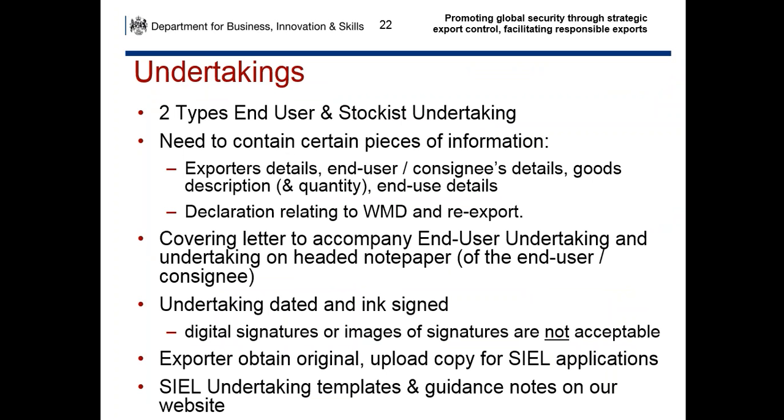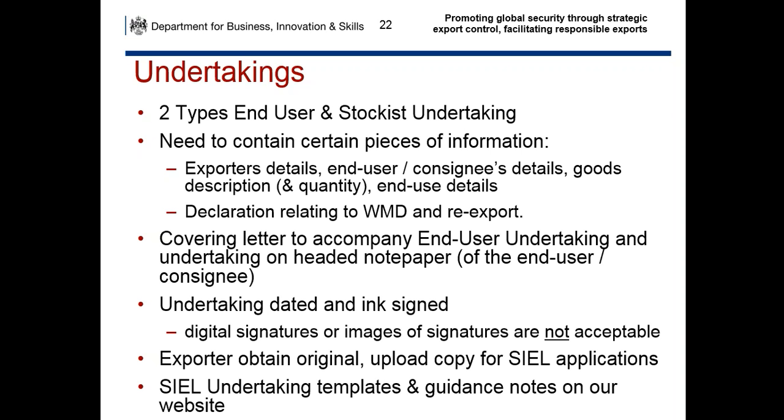Regarding the end user undertakings, there are two types that we will request with all permanent licence applications. You have an end user undertaking and a stockist undertaking. These need to be supplied on all applications except there is one exemption. If your end user is a government organisation, we are aware that it would be difficult to get a government to sign a document. So in lieu of the EUU or stockist undertaking, we will accept a purchase order or pages of the relevant contract.